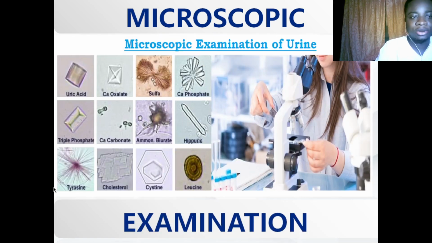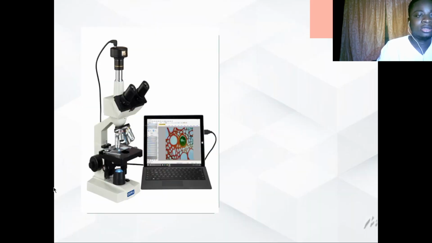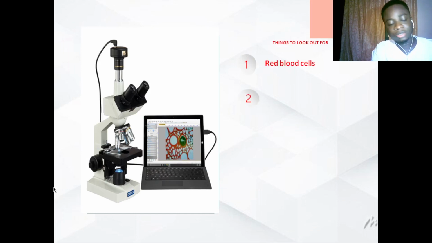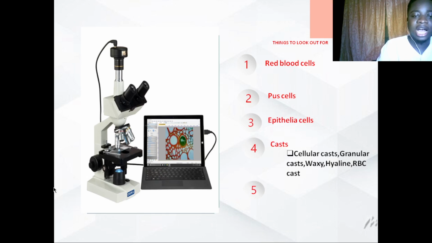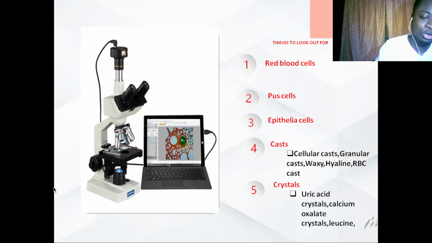Now, what can you see there? Very important: microscopic examination of a urine sample. These are some of the things you have to look out for. You can see red blood cells. What does it mean to see red blood cells in urine microscopy? Pus cells, how do they even look? Epithelial cells. Sometimes casts: cellular casts, granular casts, waxy, hyaline, and RBC casts. And then crystals: uric acid crystals, calcium oxalate, which is my favorite, very nice under the microscope, and then leucine crystals and other stuff.